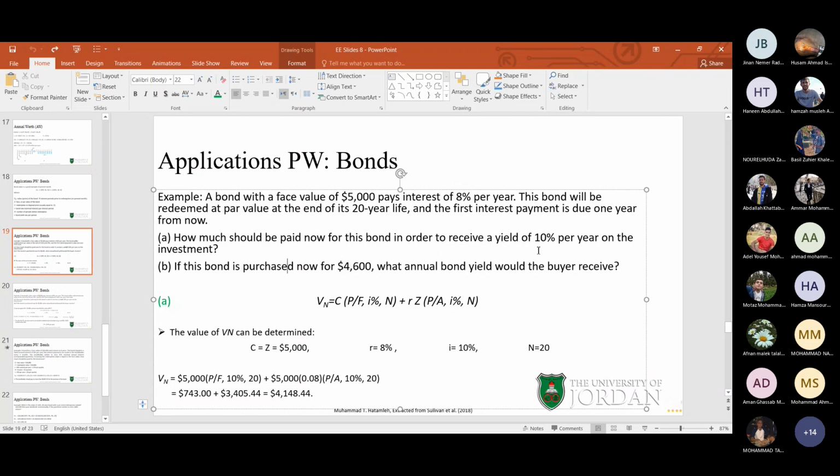Now the question is asking me, how much should be paid now for this bond in order to receive a yield of 10% per year on the investments. معناتها الeffective أو yield rate, it's 10%. وبدي أشوف إيش ال present worth اللي هي how much should be paid now.